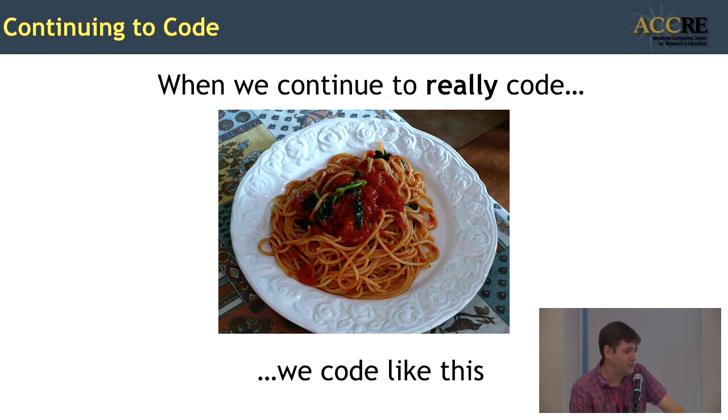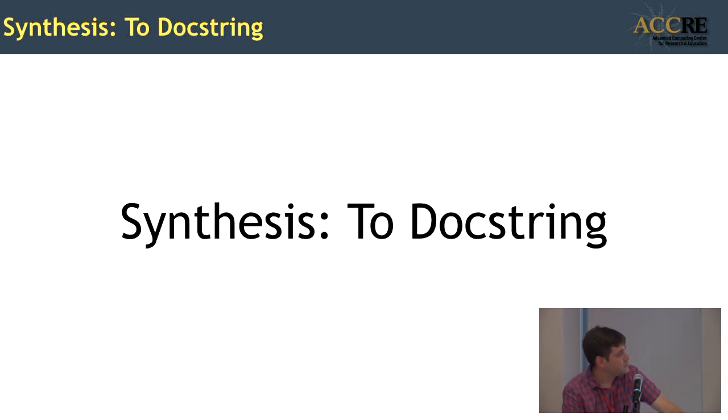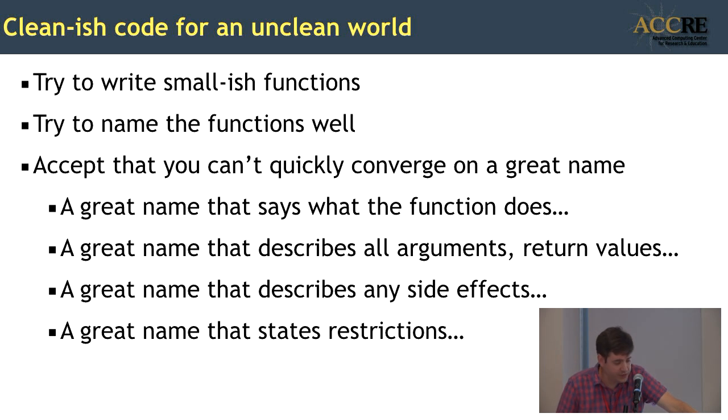So writing clean code is hard. Getting the right commenting is hard. And so what I want to do is now synthesize these two arguments, where we've gone, and I hold that the docstring can get us what we want in terms of taking that difficulty off of writing good names, reducing the pressure on naming things, and giving us some structure in how we should comment to make the comments useful. So we live in an unclean world, but we want clean-ish code.